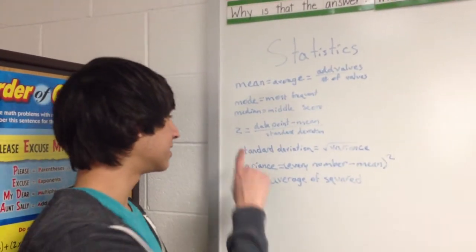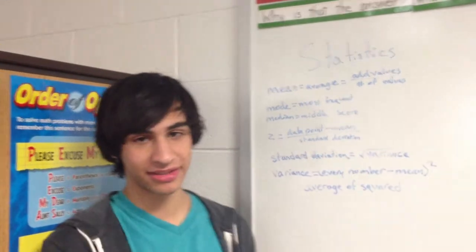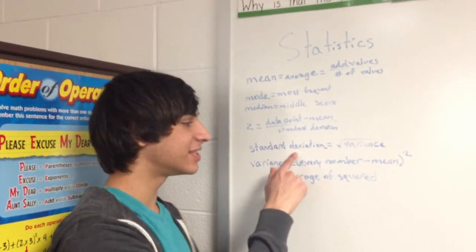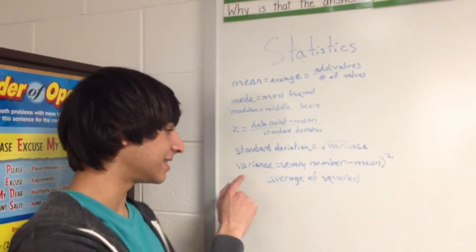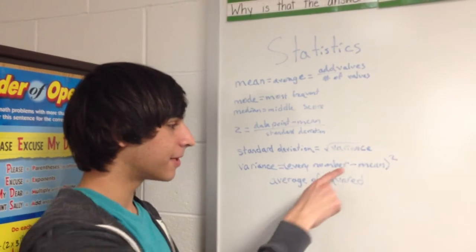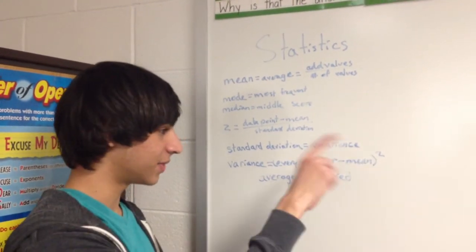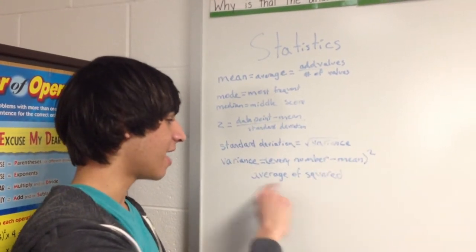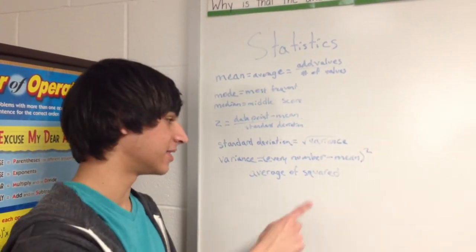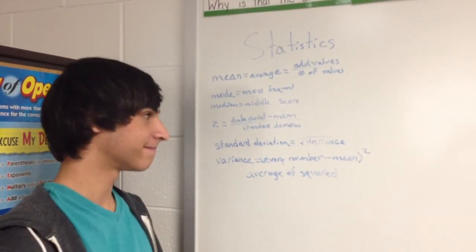To find z, z equals data point minus mean over the standard deviation. Standard deviation equals the square root of variance, and variance is found from every number minus the mean. So you take every number and subtract the mean from it and square it. So for each number, you do that. And then you average all the numbers you get after you square them.